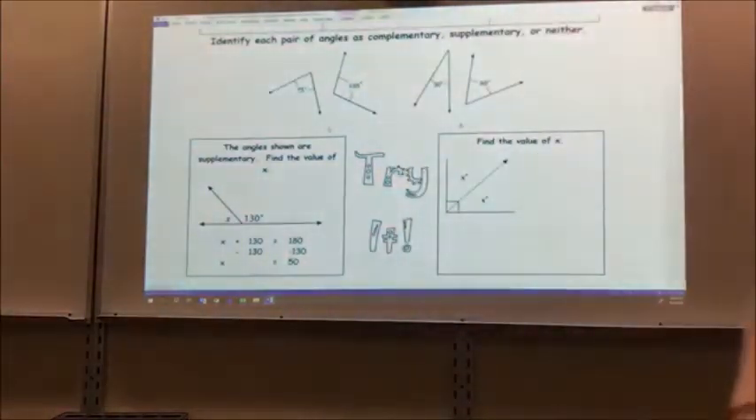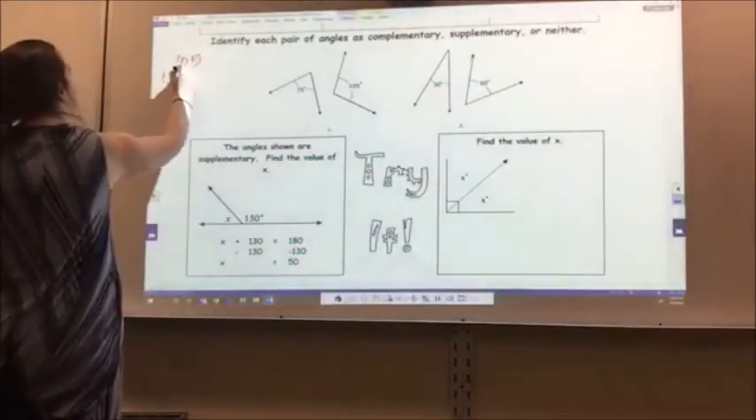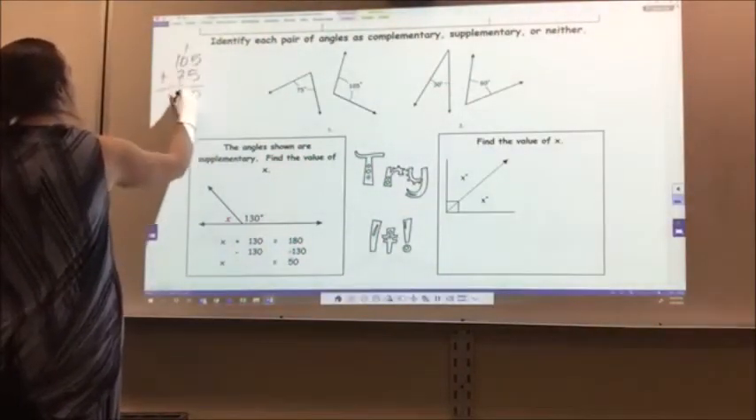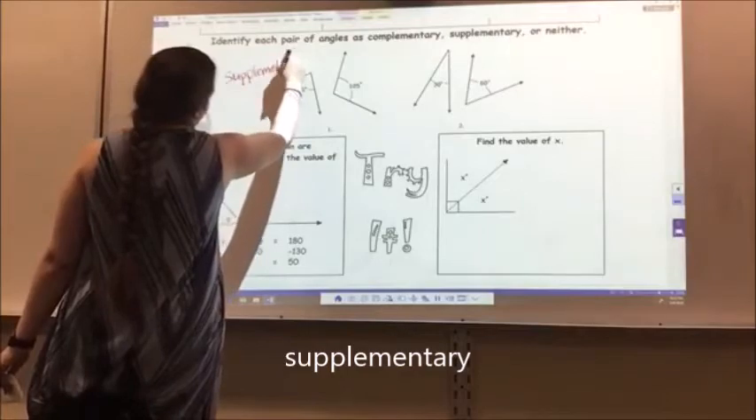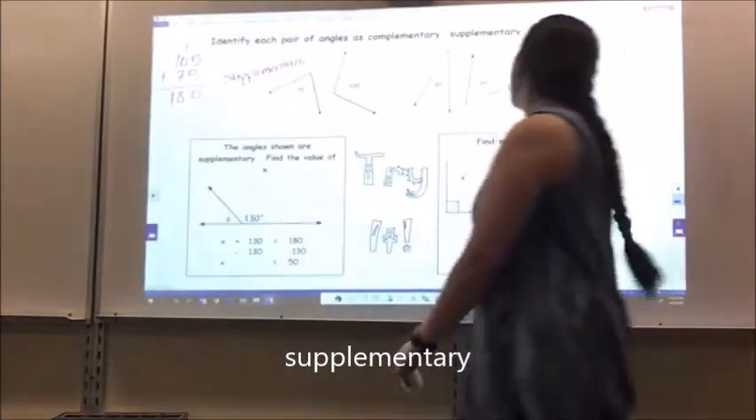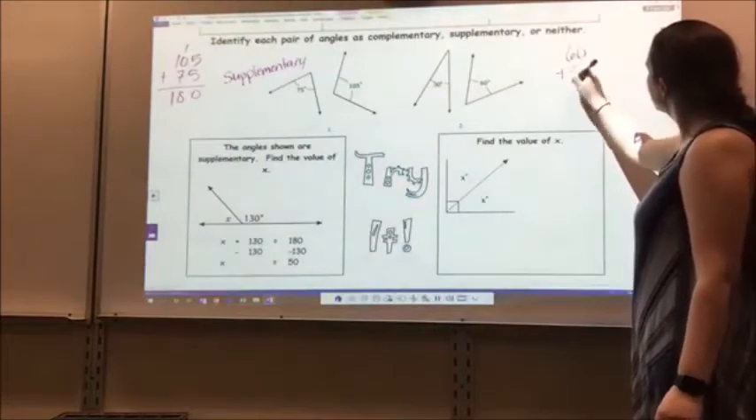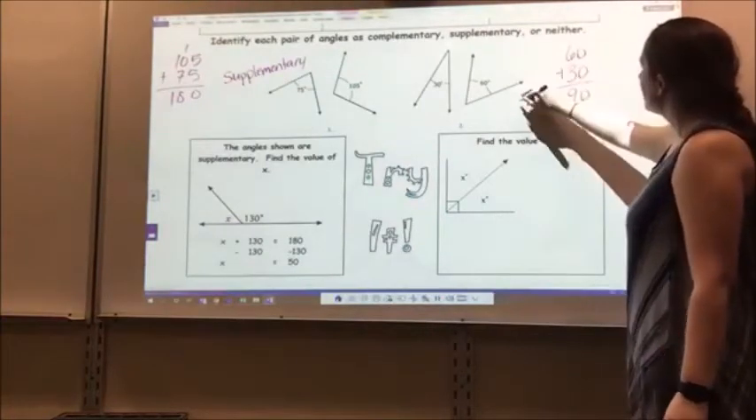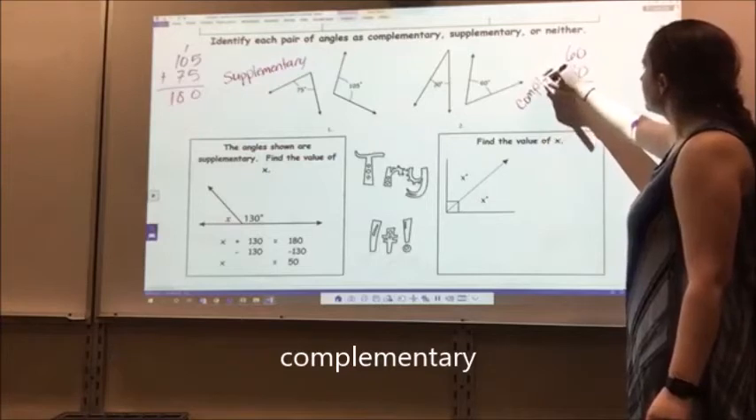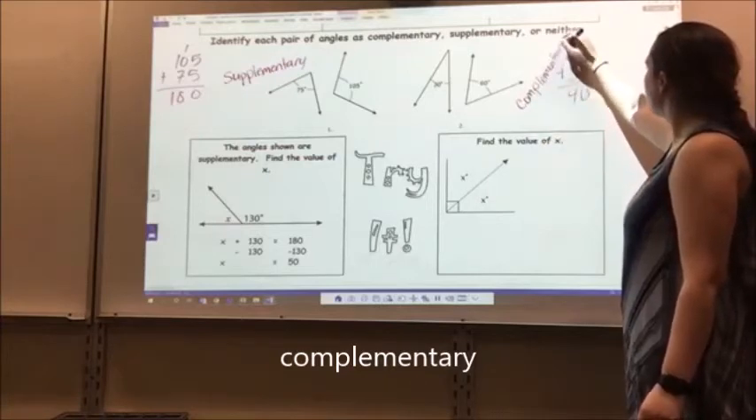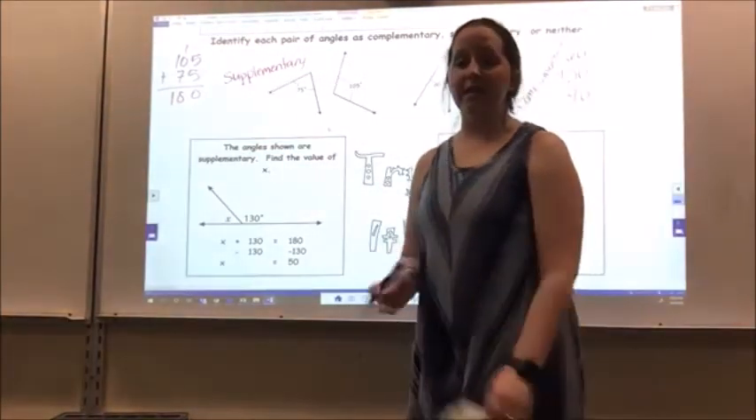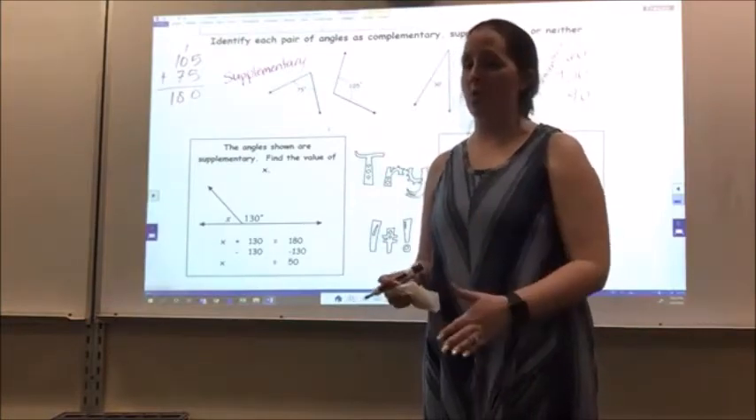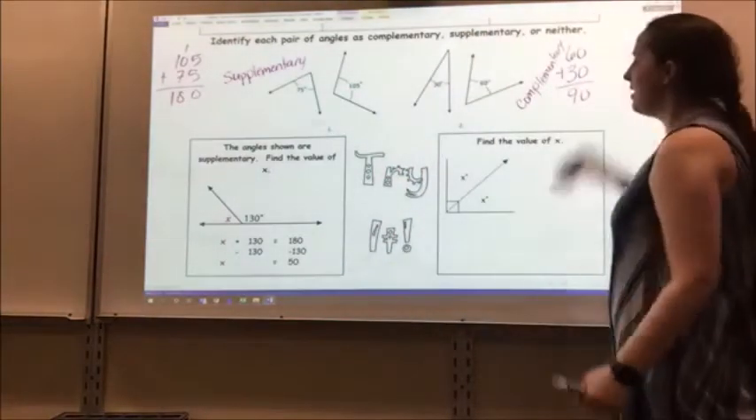So let's go ahead and add these together. 75 plus 105. I get 180, so these are supplementary. Okay. Then I'm going to add 30 and 60 together. So these are complementary, since they add to be 90. Okay, it has to be 180 or it has to be 90. It can't be anywhere in between, 180 or 90. Okay? So I have an example here.